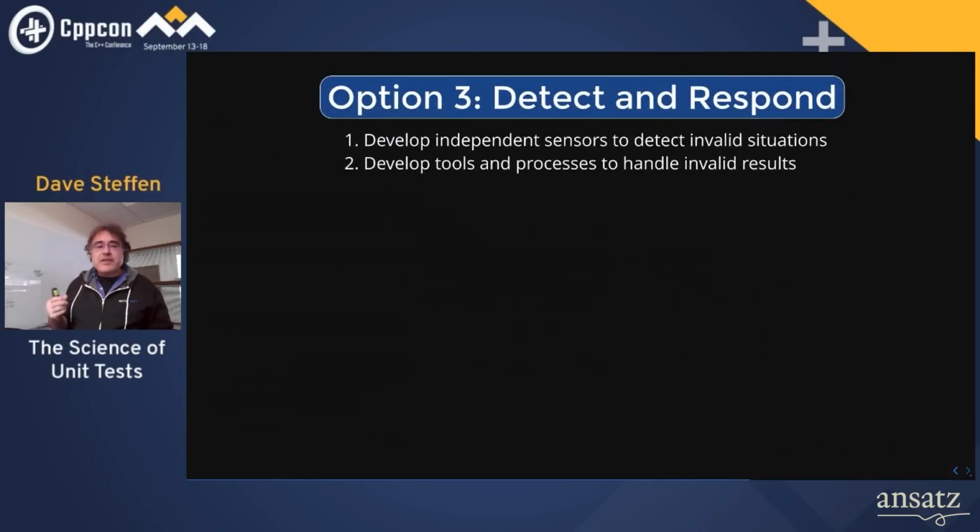Now, the other option, if you can't do any of those, is at least you can detect the problem, right? You've got your external sensor that detects, hey, the server's down, the database isn't there, the file system is full, whatever, and you use that to cue your unit tests that the test can't be run or the result you just got is invalid, okay? Now you can do this, but you also have to have the tools and the processes in your team to deal with what happens when it says, hey, I can't run the unit test, okay?